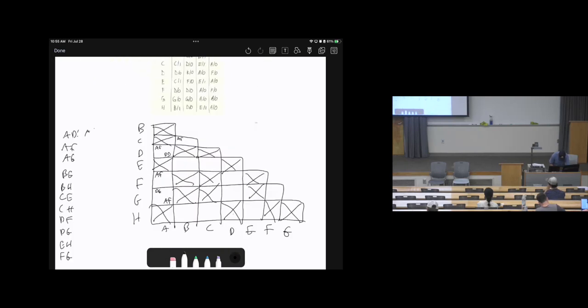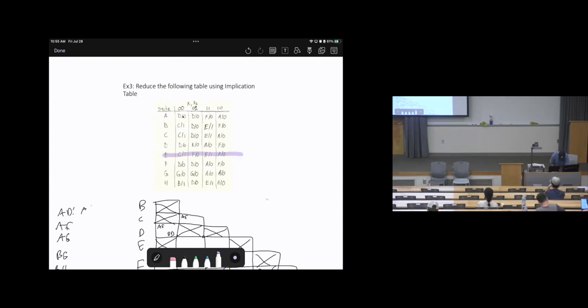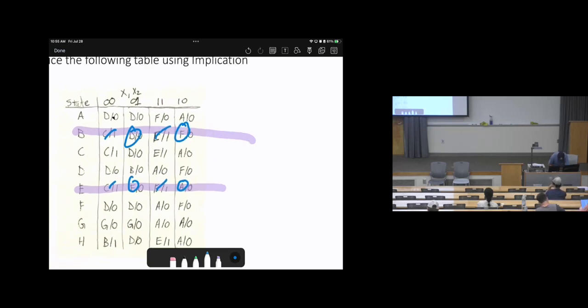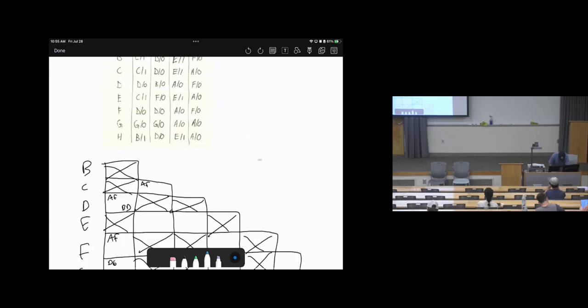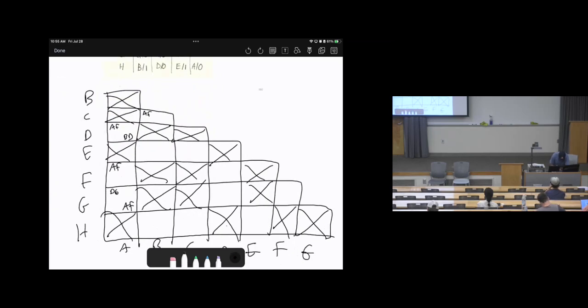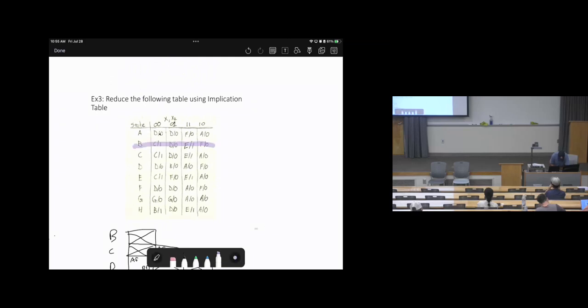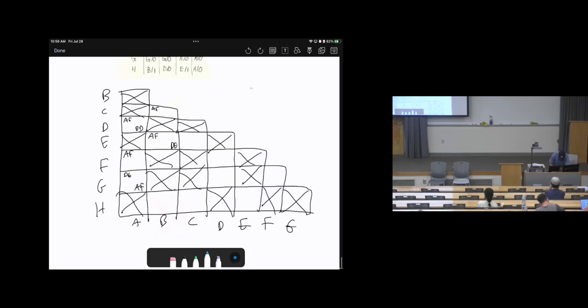Then we have BE. Look at E, look at B. C, then we have DF, EE, AF. We have AF and DE. AF and DE. Then let's go to BH. Here is B, here is H. C, B implication pair, D fine, E fine, AF implication pair. So AF, BC. AF, BC.